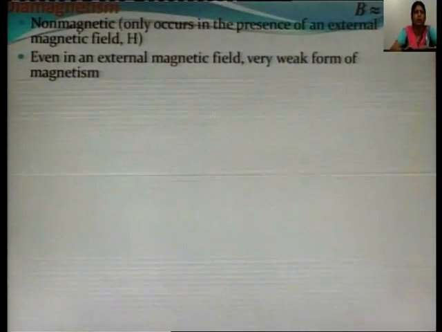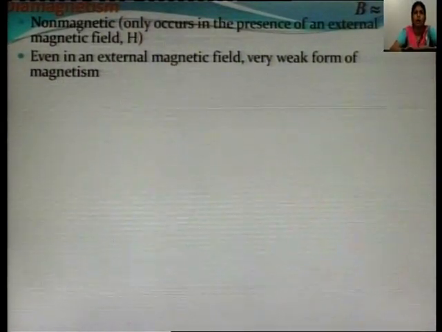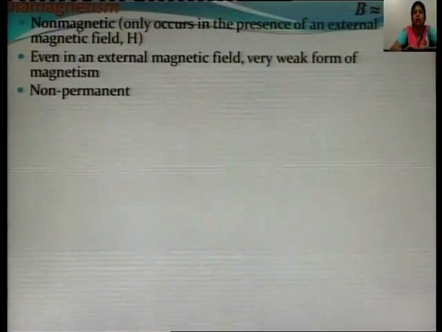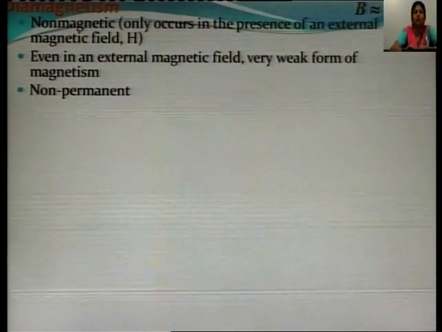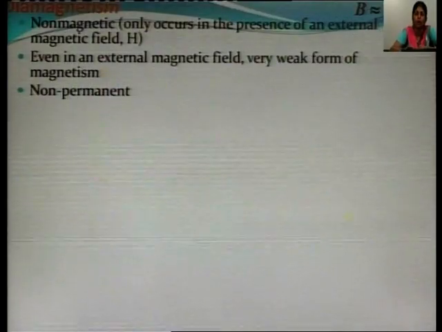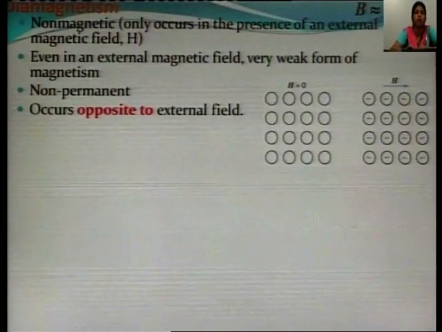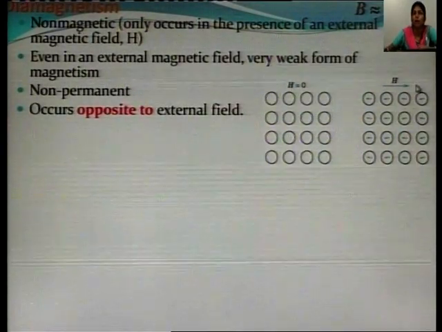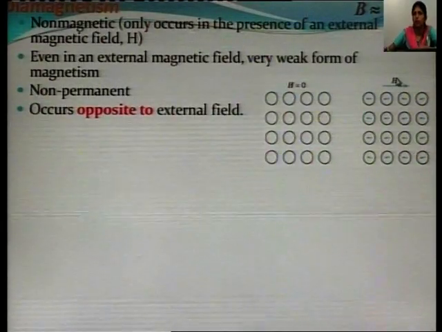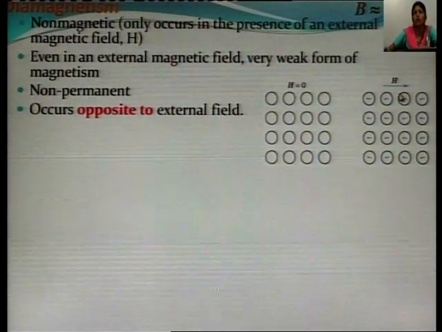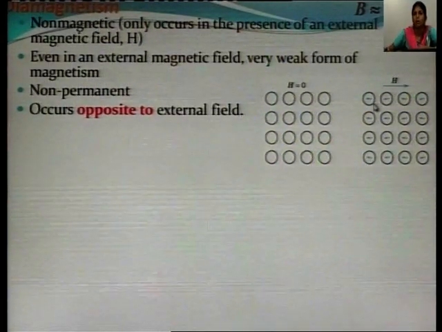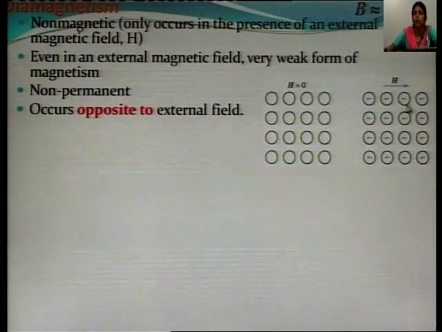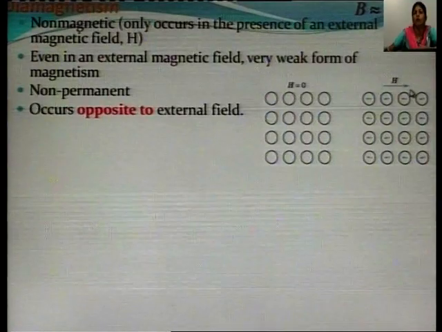So, this is a non-magnetic material, and in the presence of external magnetic field, it represents a very weak form of magnetism. It is a non-permanent magnet and its dipoles are always opposite to the applied magnetic field. Now, this arrow H represents the direction of applied magnetic field, whereas the arrows in these circles are the magnetic dipoles. Now, these are acting opposite to the magnetic field.